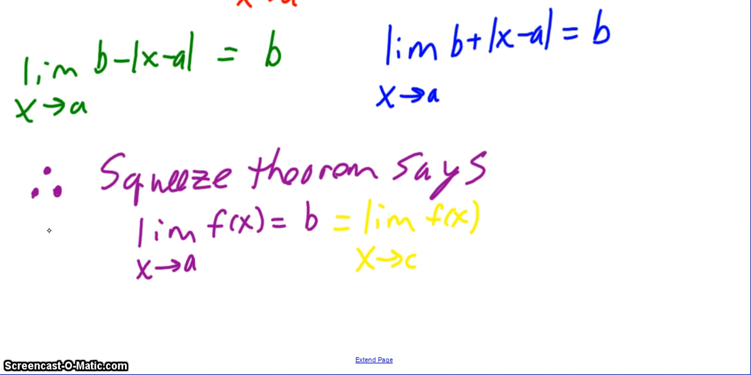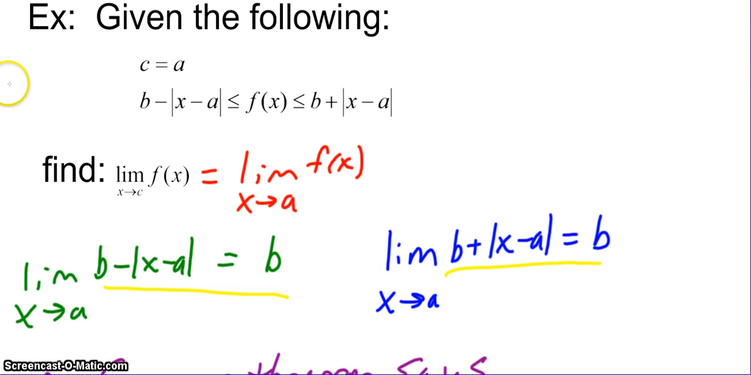The squeeze theorem says that the limit as x goes to a of f of x is going to equal b, since I know f of x is between these other two functions. Or I could say the limit as x goes to c of f of x equals b. And I know that because at the beginning we said that those two limits are equal.